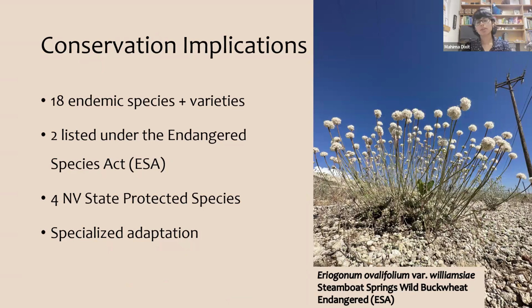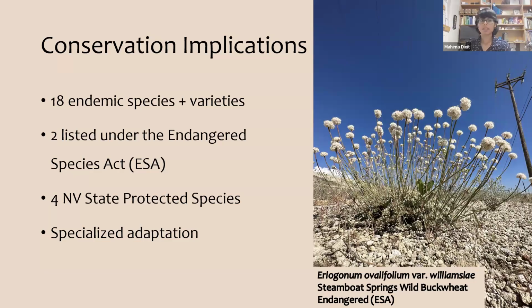And I wanted to highlight some conservation implications. So far in my talk, I have highlighted a little bit about conservation in this genus. There are 18 endemic species and varieties. I highlighted a couple of them as we were going through, but that is something I want to point out, that there are quite a few endemic species and varieties in the state of Nevada. And 2 of these are listed under the Endangered Species Act as endangered, and 4 are listed as Nevada state protected species.